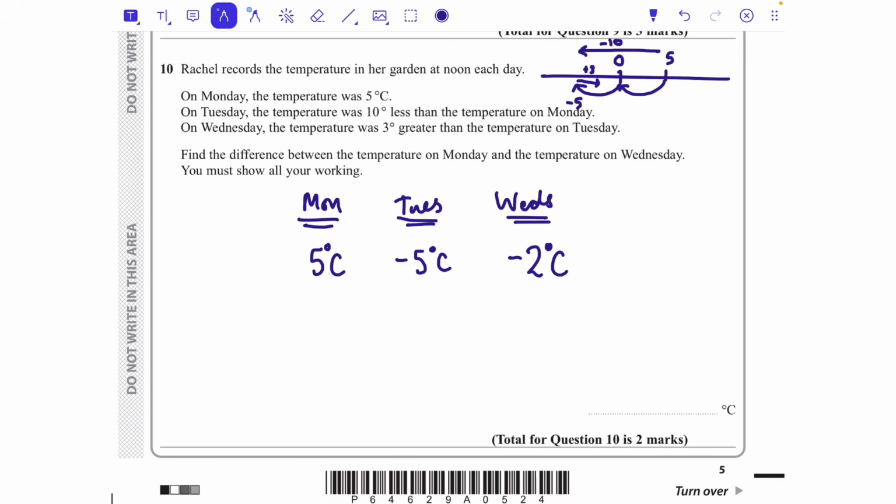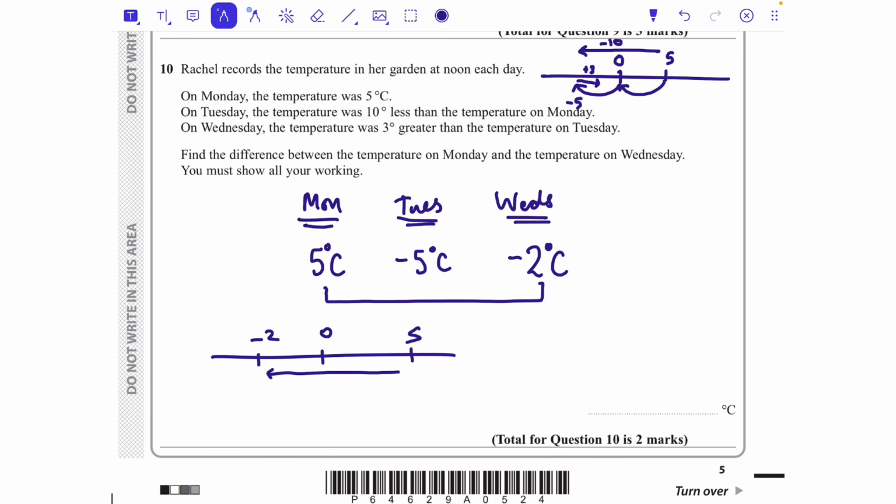Then it says work out the difference between the temperature on Monday and the temperature on Wednesday. And again, thinking about a number line, if you've got 5 and minus 2, the difference between them, it's going to take you 5 to get to 0 and another 2 to get down to minus 2.